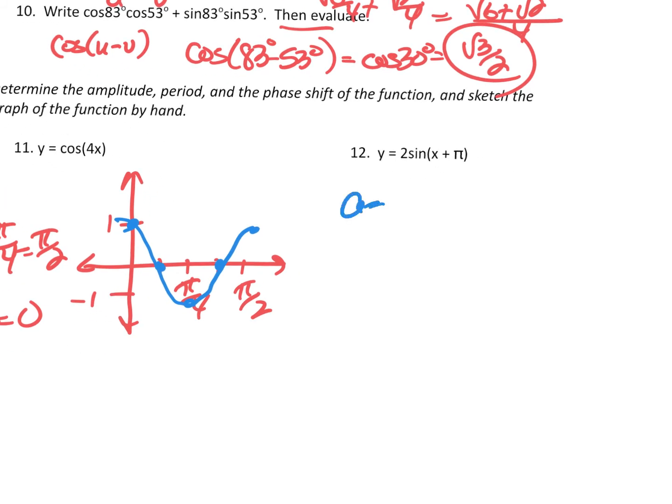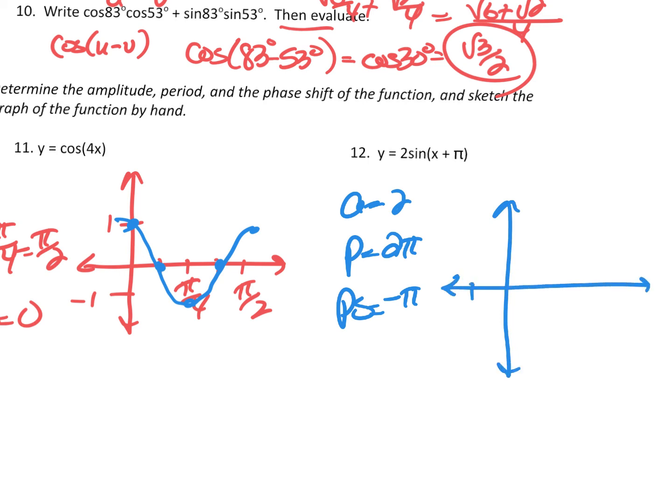Okay, number 12, same stuff. Amplitude is 2. The period is 2 pi divided by 1, because there's a 1 in front of the x. The phase shift this time is negative c over b, which would be negative pi over 1, or negative pi. So start the graph. The negative pi just means I'm starting my graph at negative pi. I'm starting it right there.